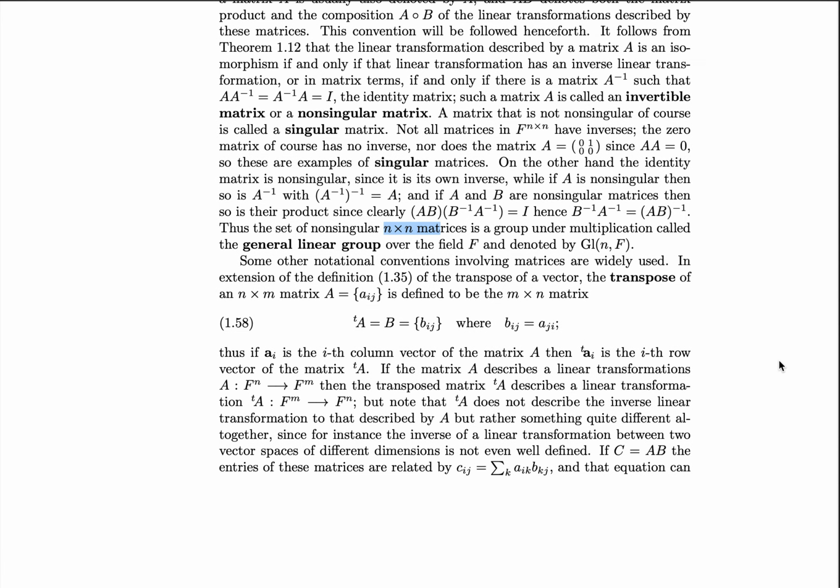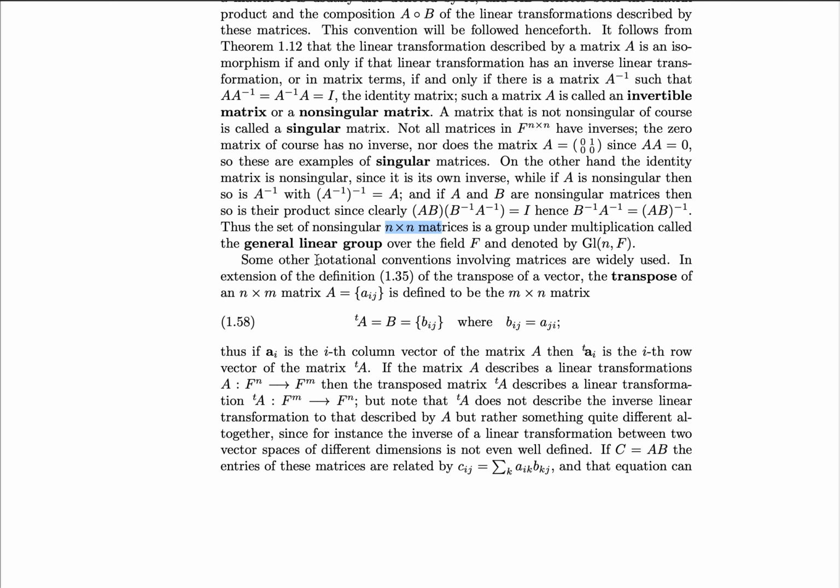With this, let's consider the transpose of a matrix. Once we consider the transpose of a vector, the transpose of a matrix is defined to be another matrix, A transpose, where the ijth element of the transpose is equal to the jith element of the original. You can think about this as flipping over the main diagonal. Thus, if A_i is the ith column vector of the matrix A, then A_i transpose will be the ith row of the matrix A transpose.